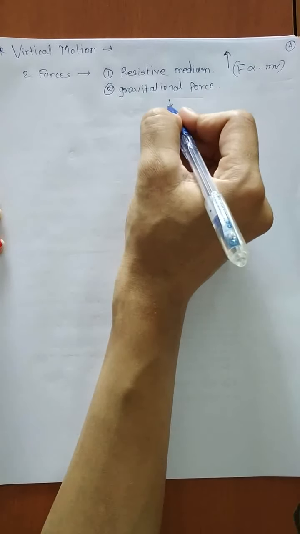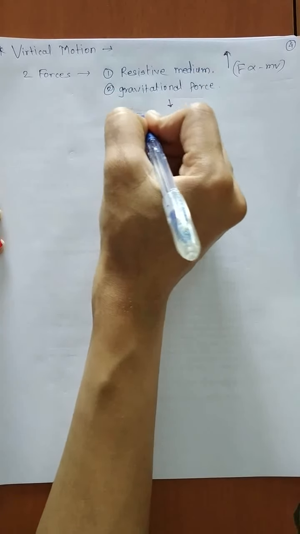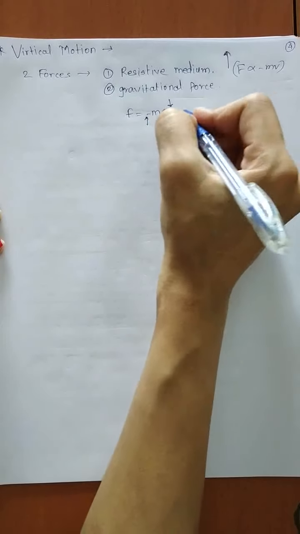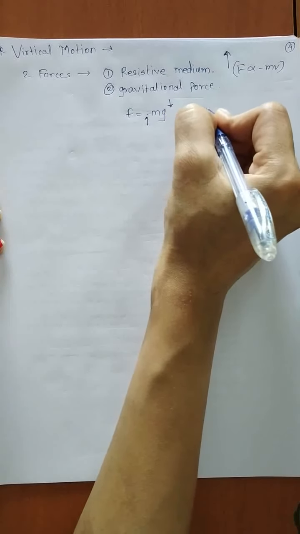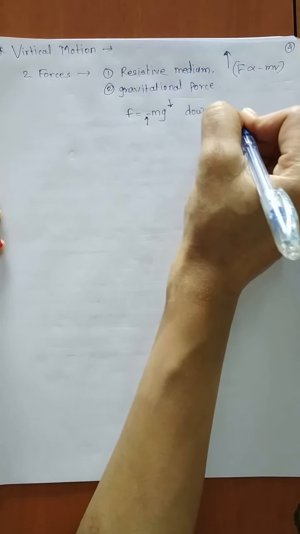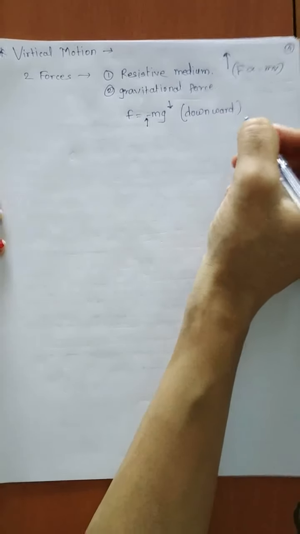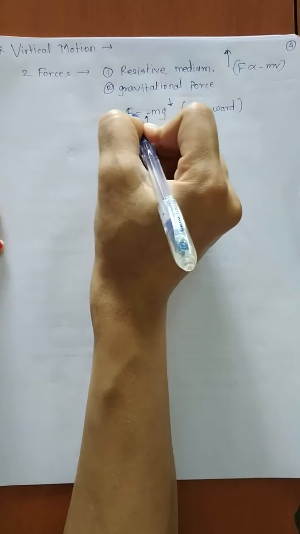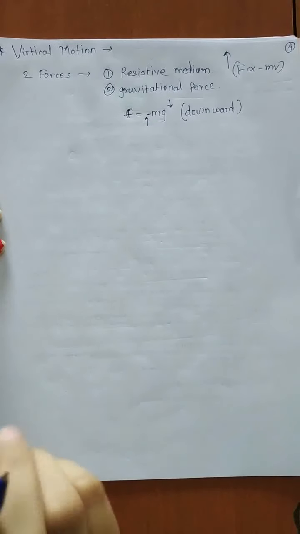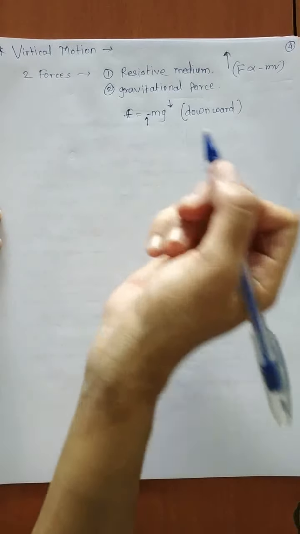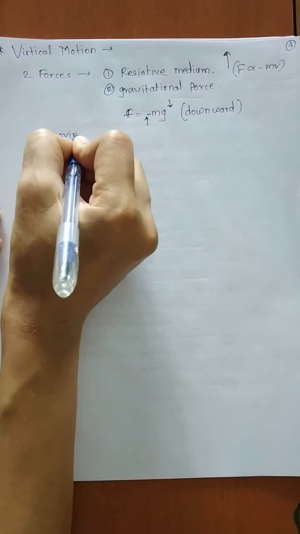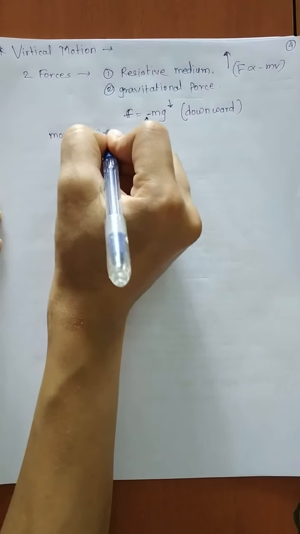So the gravitational force is calculated as F equals minus mg. The negative sign indicates it is in the downward direction. Gravitational force is always downward, so we are going to take it as negative. So there are a total of two forces acting on the object when our projectile is moving vertically.